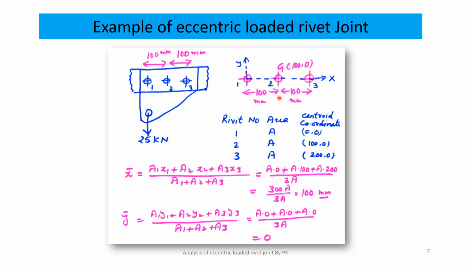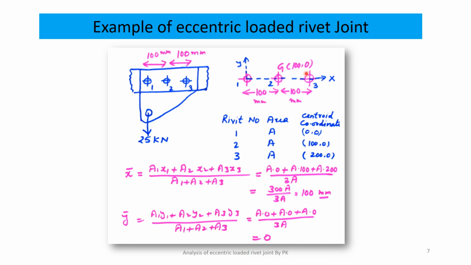Now we have to find the y coordinate. We see that there is no rivet in the vertical direction, all the rivets are in a row, that's why the y coordinate of the centroid is 0 basically. Let us see how it comes out to be 0. For the y coordinate, it is a1 y1 plus a2 y2 plus a3 y3 upon a1 plus a2 plus a3, and that is a into 0 for the first rivet, a into 0 for the second, and again a into 0 for the third. So the numerator is 0 and the denominator is 3a, that's why y bar should be equal to 0. So the centroid of this rivet system is at a distance of 100, 0.